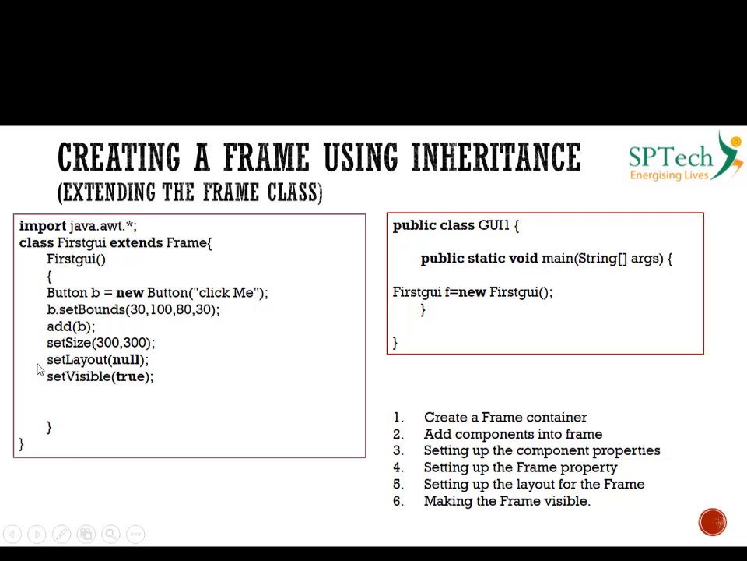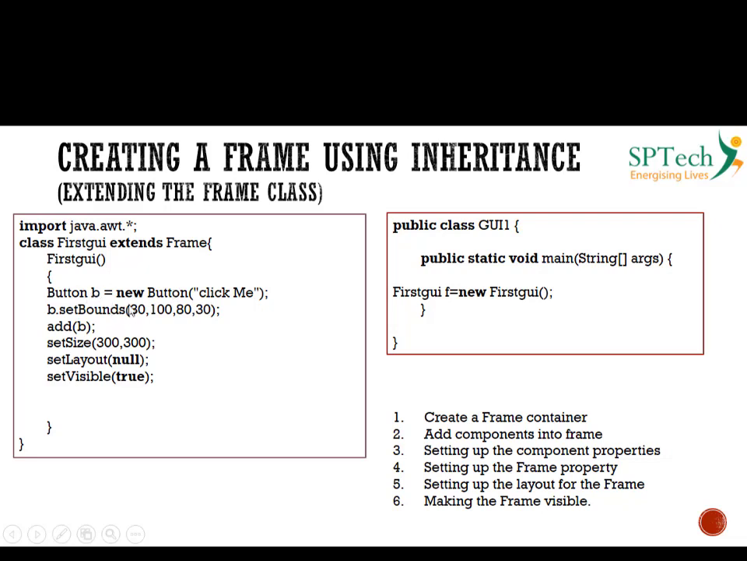So I am creating an object called a button, and the button object is created using the button class. So the object name is B and the name of the class is button. When I execute this statement, Button B is equal to new Button("click me"), the button is created and "click me" is the text which is going to appear on the button. So we can see that this is a constructor of the button class.